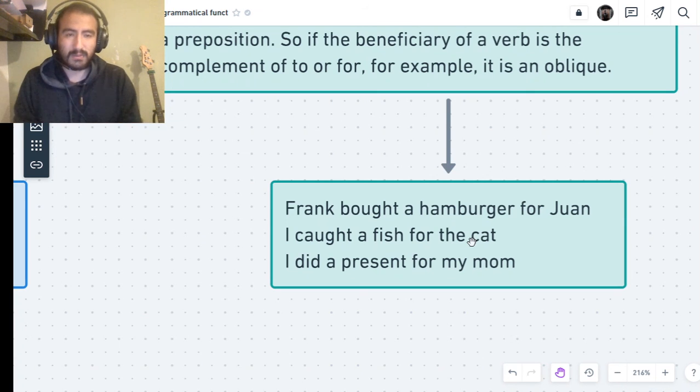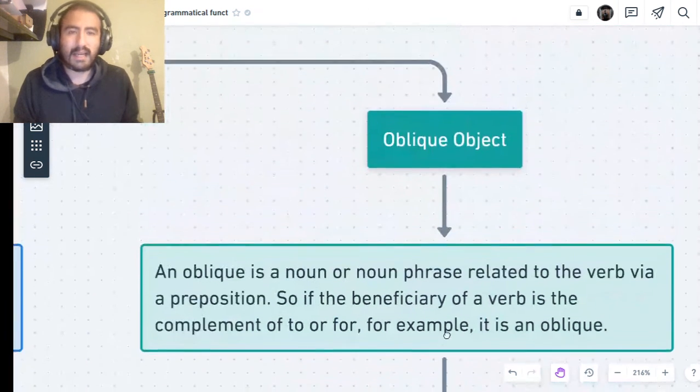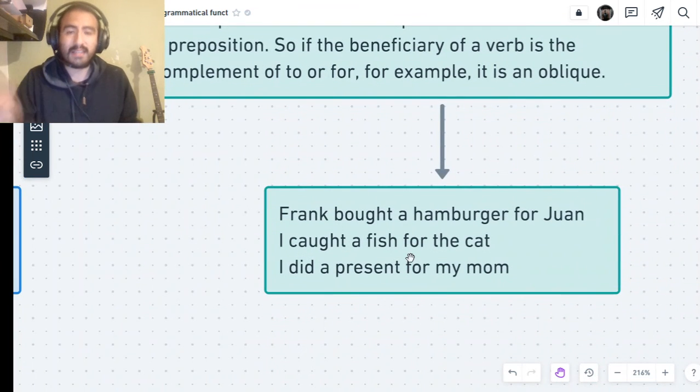It could be to. I caught a fish for the cat. What am I doing? I'm catching a fish. For who? For the cat. So the cat is the oblique object because it has a preposition, the preposition for.